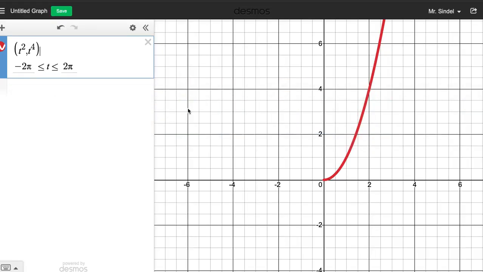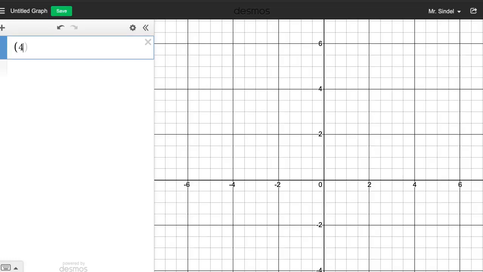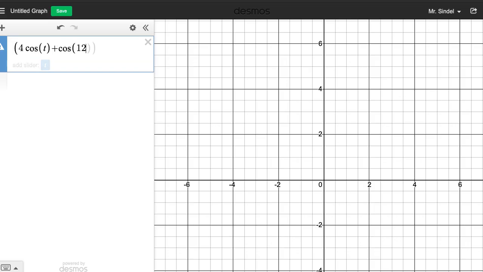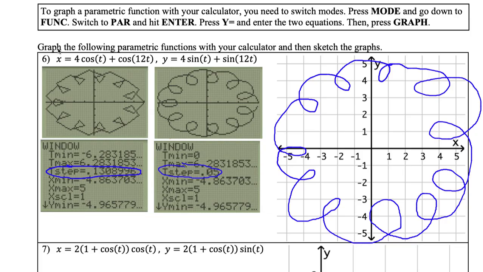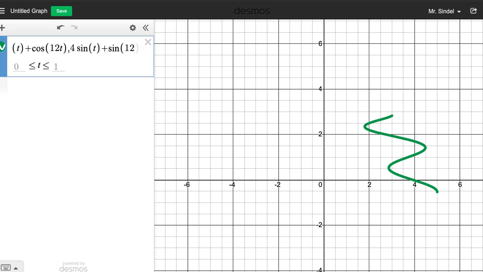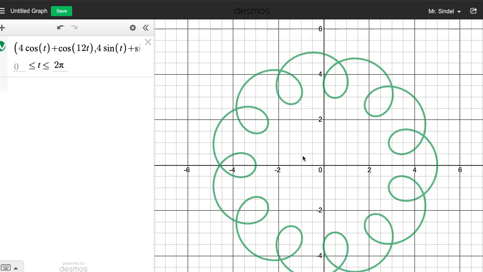What would it look like if we used Desmos? Let's get rid of this. So 4 cosine of t plus cosine of 12t, and that's the x. The y is the same thing with them swapped, so it's going to be 4 sine of t plus sine of 12t. They're both sine, right? Yeah, just making sure. And again, I'm going to go from 0 to 2 pi. And wow, it did it instantly.